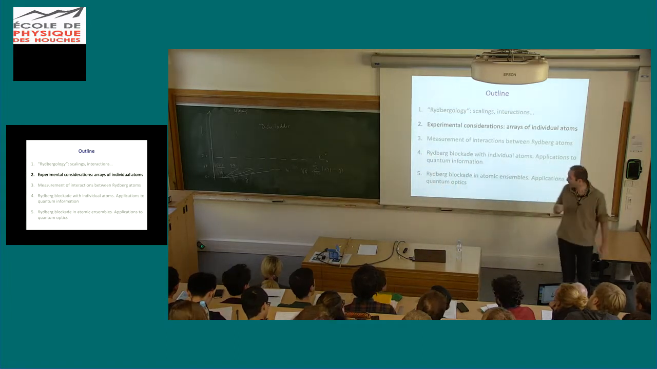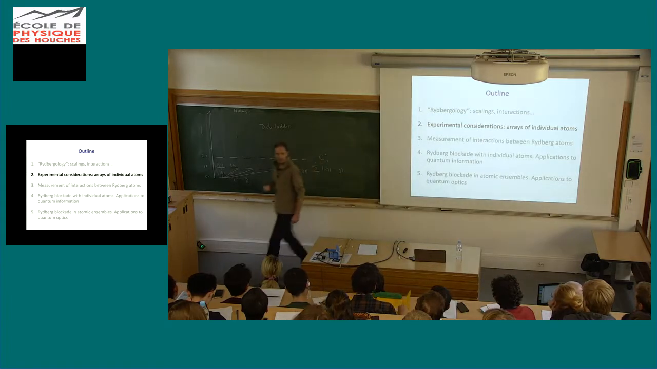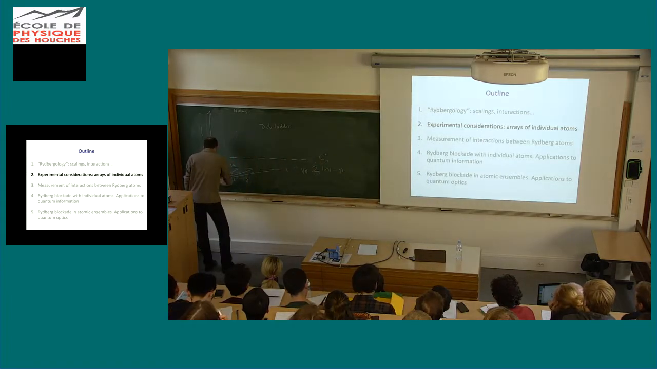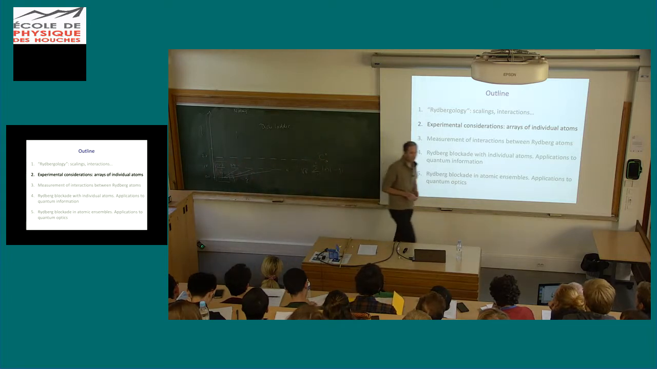Okay, so you see that at the end of the day, even though you have N atoms, you always can treat your system as two-level atoms, but the two-level atoms being two collective states.